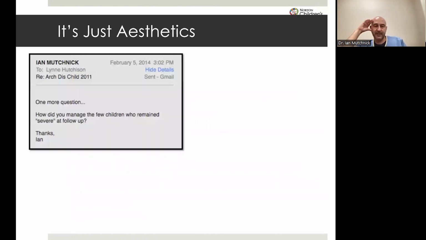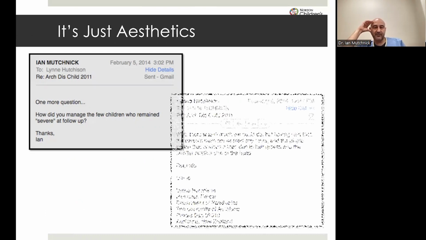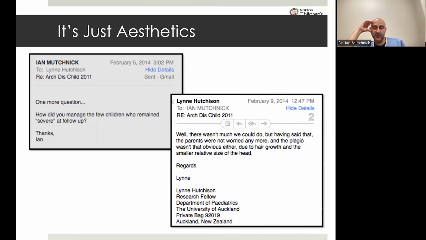I was curious about the 4% of kids who were severe at time 1 and remained severe at time 2, but they didn't mention what happened to them. I actually wondered if they got surgery. Was there surgery involved here? So I emailed Lynn Hutchinson, the lead author, and I just said, "Hey, how did you manage the few children who remained severe at follow-up?" And she said, "Well, there wasn't much we could do, but having said that, the parents were not worried anymore, and the plagio wasn't that obvious either due to hair growth and the smaller relative size of the head."